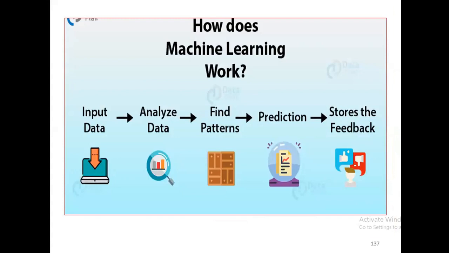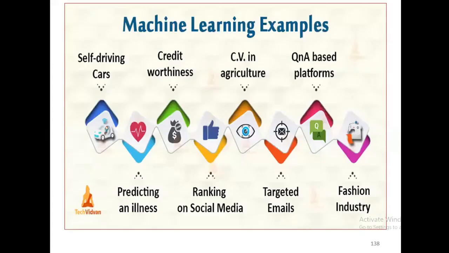Then how does machine learning work? Input: we are giving three kinds of data, structured data, unstructured data, and semi-structured data, to the system. Analyze data, find patterns, prediction, store the feedback. Then a machine learning example: self-driving cars. These days we are using self-driving cars, especially Google started this R&D, research and development. Okay, and predicting an illness, credit worthiness, ranking on social media, computer vision, agriculture, targeted emails, quality assurance based platforms, fashion industry, etc.